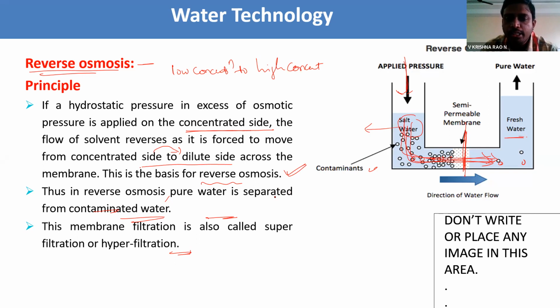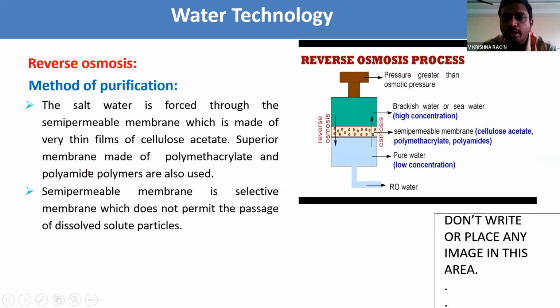The membrane filtration is also called superfiltration or hyperfiltration, a method for purification. Here the salt water is forced through the semi-permeable membrane. This is the reverse osmosis process. The salt water, which is brackish water or sea water, is nothing but the salt water over here.